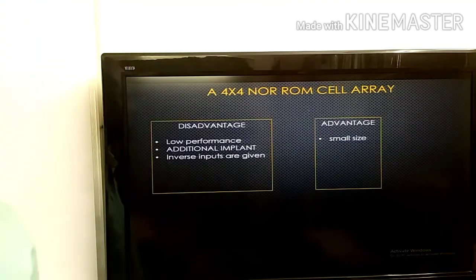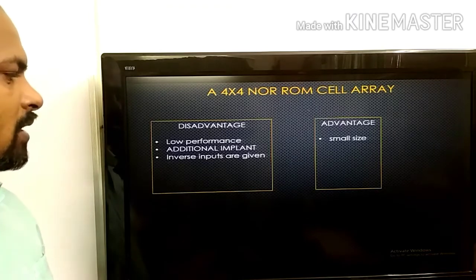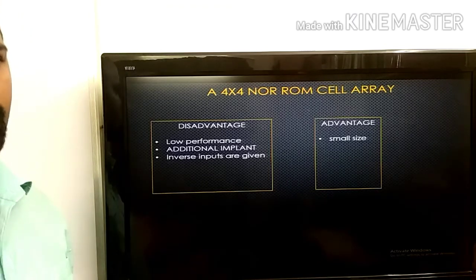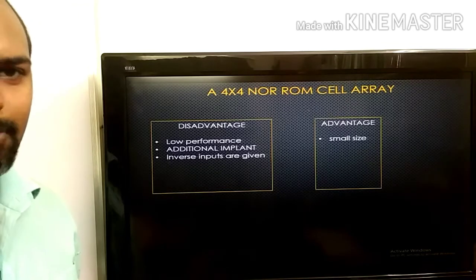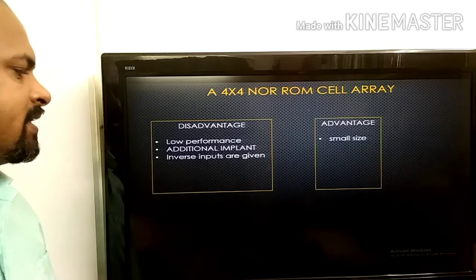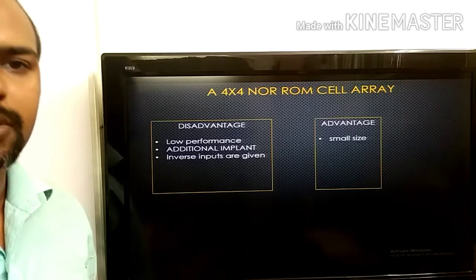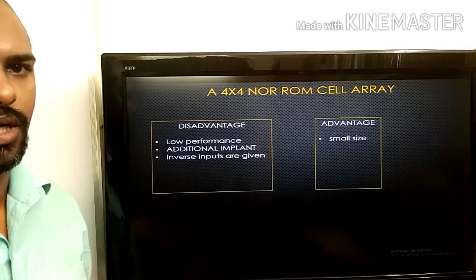The advantage is small size, but there are disadvantages. It has lower performance, and another problem is that we need some additional implant for this NAND gate, and inverse input has to be given to the word lines.